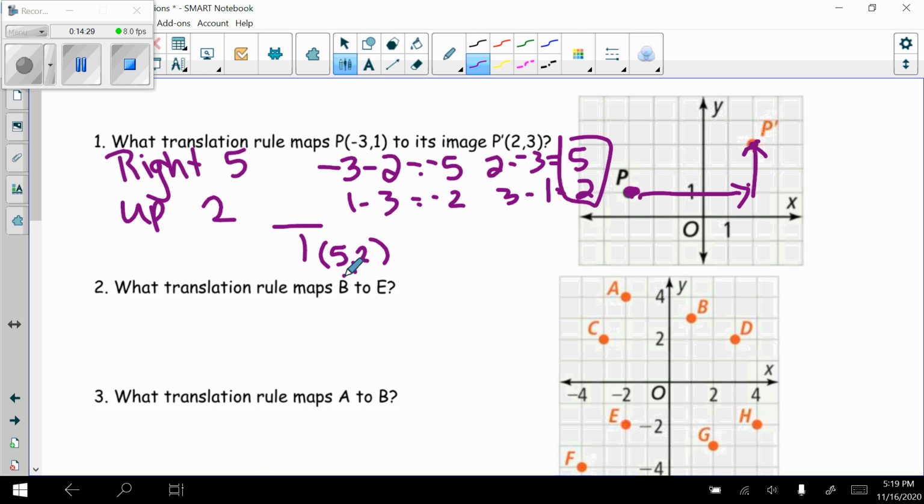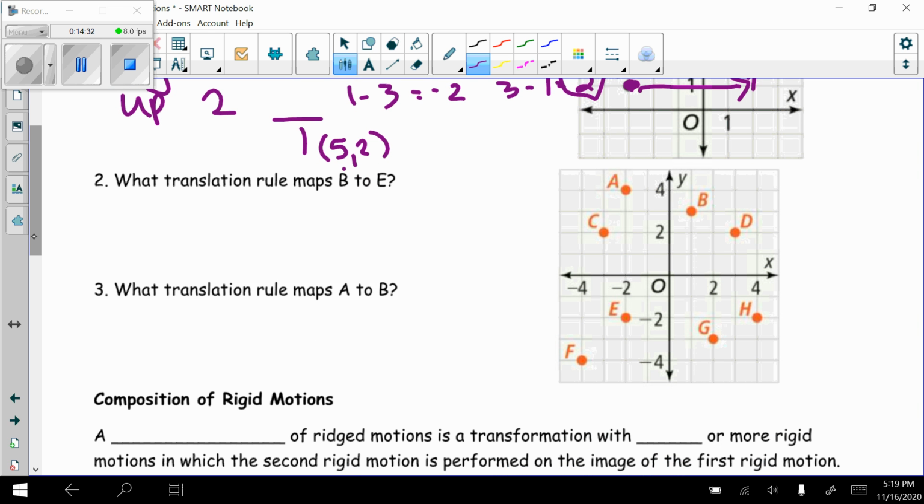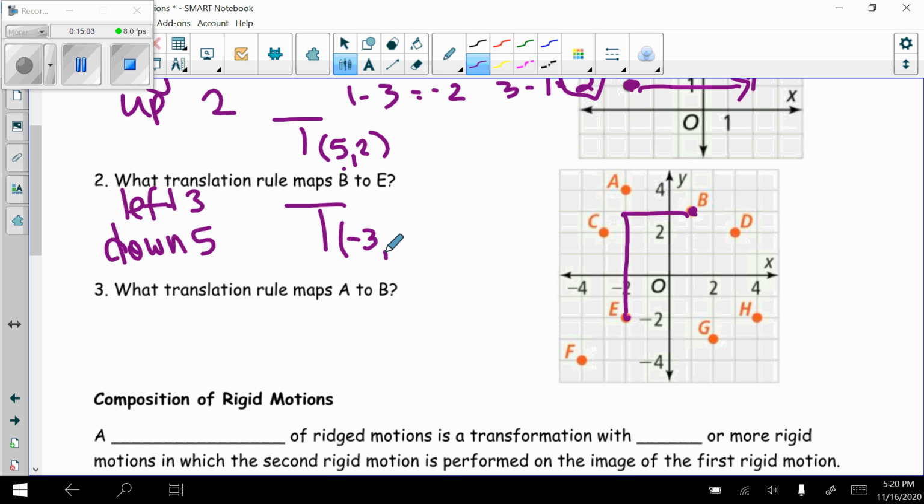So now let's look at this next picture. What translation rule maps B to E? Again, look at the picture. So I see to get to B, I'm going to have to go to the left. So how many am I going to the left? I'm going left 1, 2, 3. And then I have to go down, how many? 1, 2, 3, 4, 5. Down 5. So my translation rule, capital T, left 3. Since I went left, that's a negative 3. Down, also negative, negative 5. There's my translation rule.